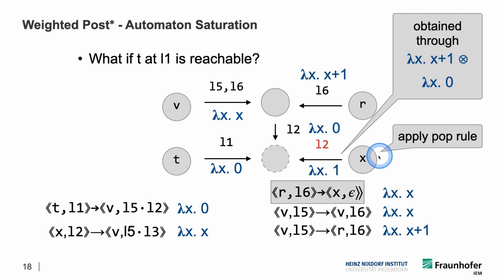And now we actually have to add x here, right? Because this is actually labeled with x. And because L6 has been popped, right? So this is now annotated with L2. So that brings us also to the accepting state.